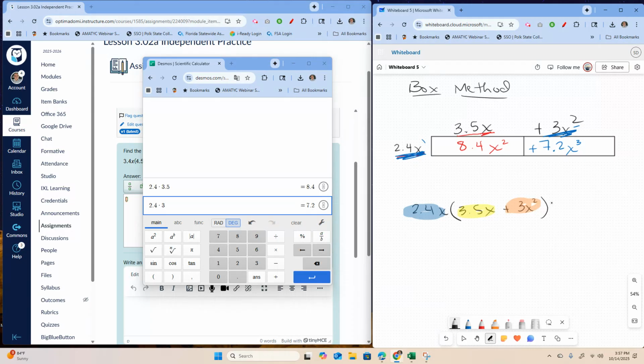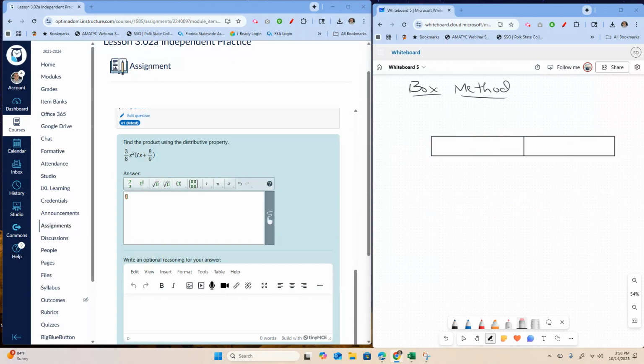So what is my final answer for this multiplication? 8.4x squared plus 7.2x to the third power. And that's how you do problem number 4. Let's go with the last one.